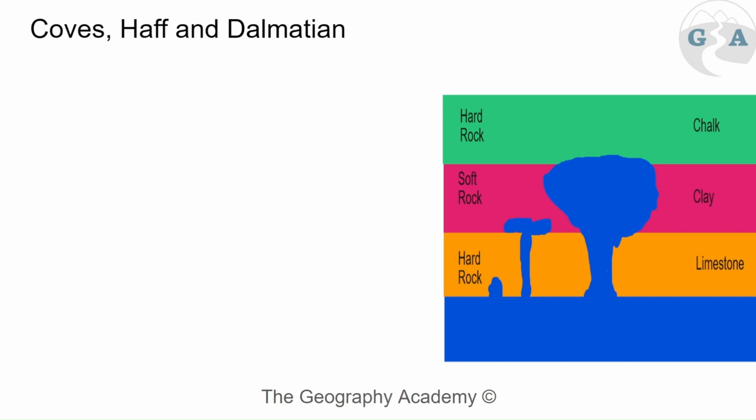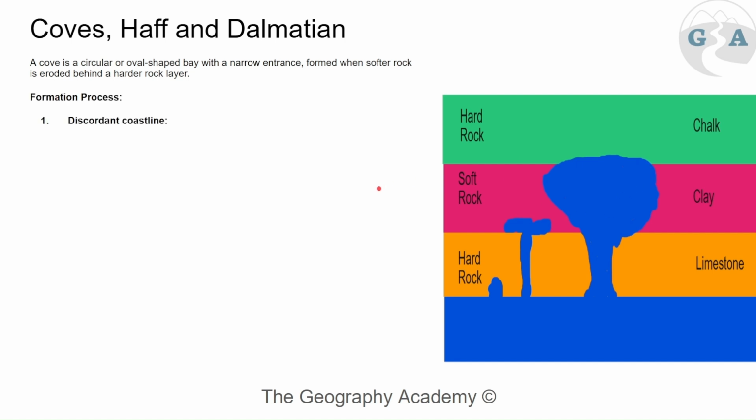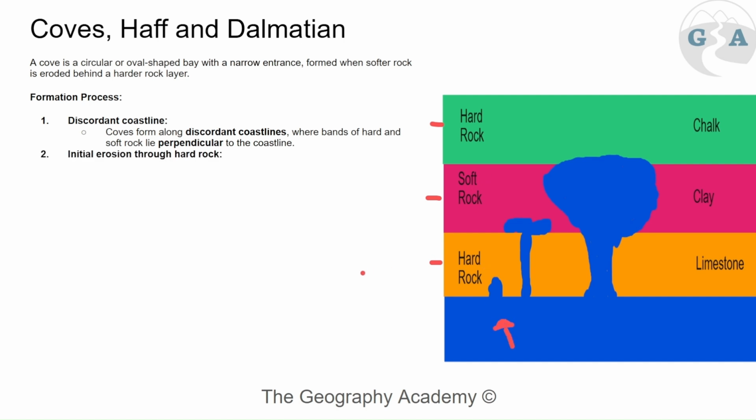Now coves, halves and Dalmatians. What we can see in this case is a circular cove that's forming here with a narrow archway or entrance, and this is a discordant coastline. So we've got the hard rock, soft rock, and hard rock features there, and we can see the soft rock in the middle. The waves are coming in at this angle here, and it goes through the initial processes, through hydraulic action and abrasion.